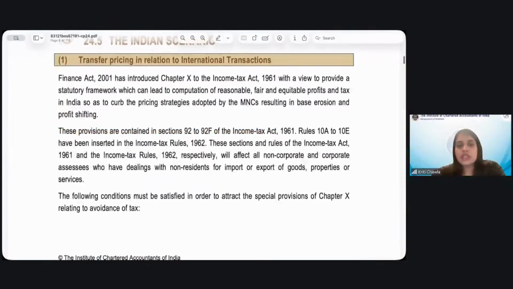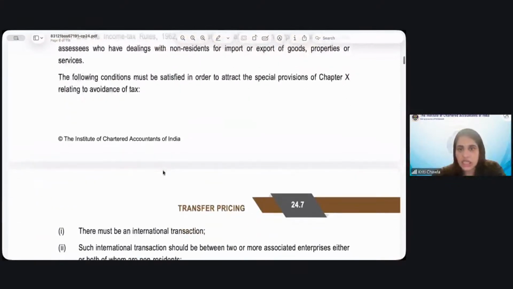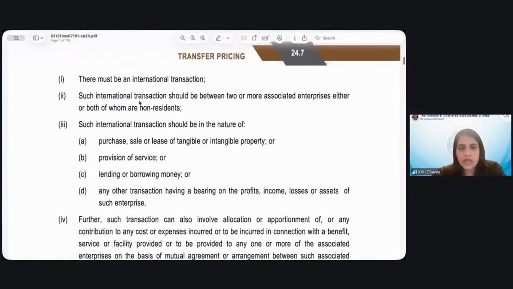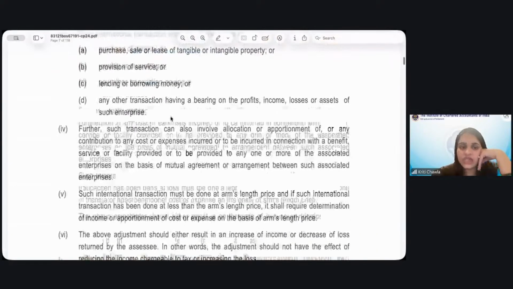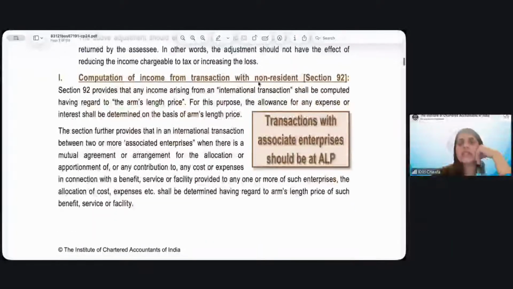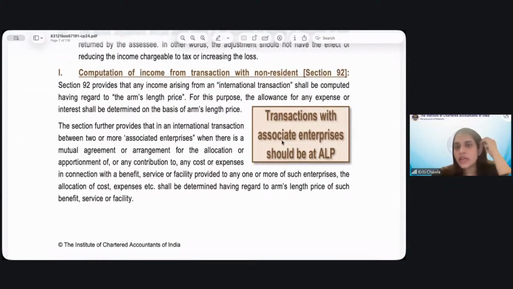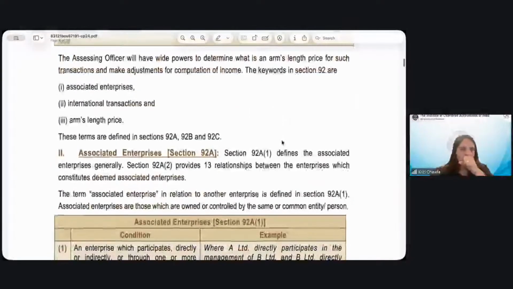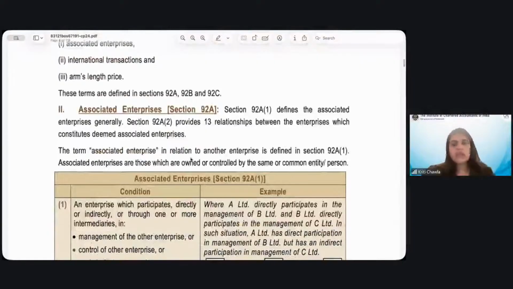Now, as I mentioned, this is Finance Act 2001. We've already discussed this. This is a situation where they basically say when transfer pricing will be applicable. Well, when there is an international transaction between associated enterprises, etc. This is the whole situation where they talk about the computation of income from an international transaction with non-residents. These are the situations that we discussed in detail.